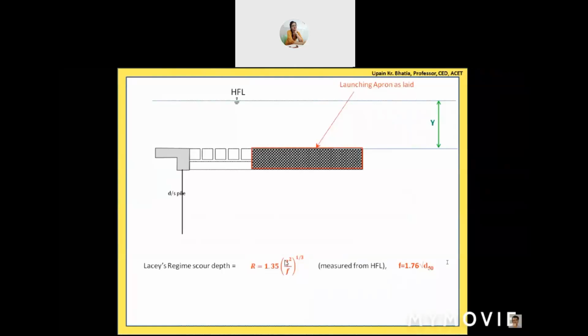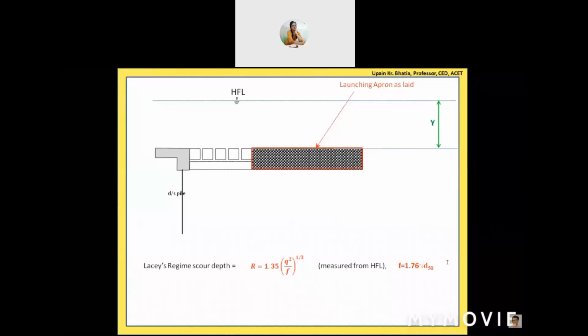Here, small q is the discharge intensity. I'll be explaining it later also, but as you know from fluid mechanics, discharge intensity means the discharge passing through a 1 meter width of the channel, not the entire width.